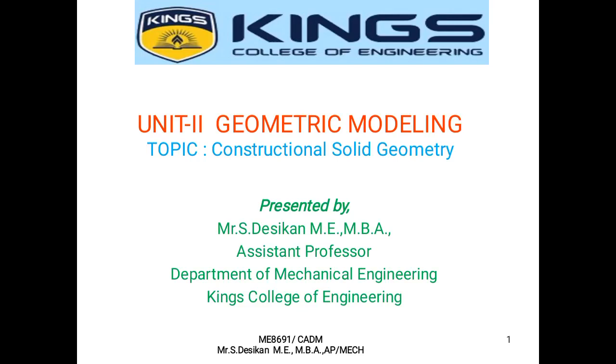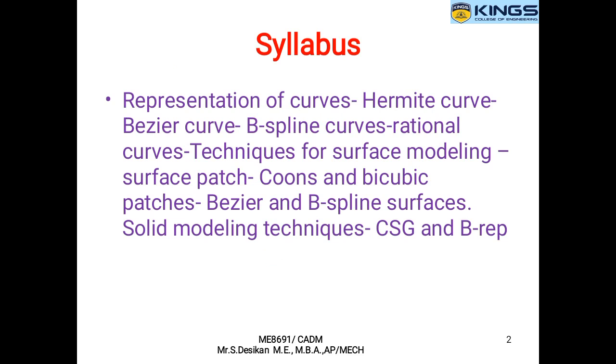In the paper ME8691, Computer Aided Design and Manufacturing, in Unit 2, Geometric Modeling, the topic we are going to discuss today is constructive solid geometry. In this syllabus, the last keyword given is CSG, that is, constructive solid geometry.